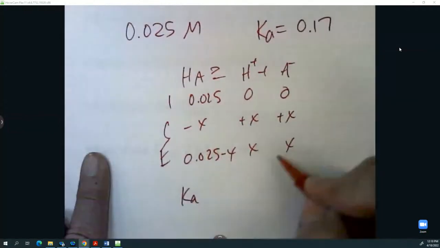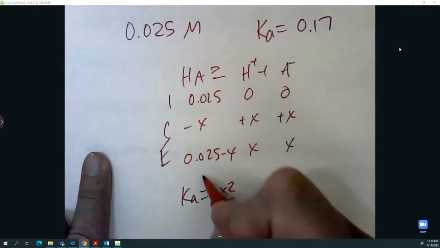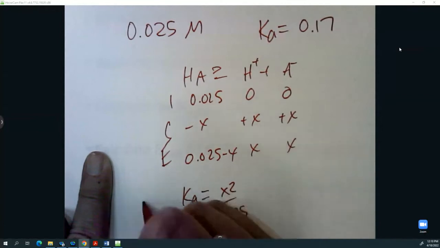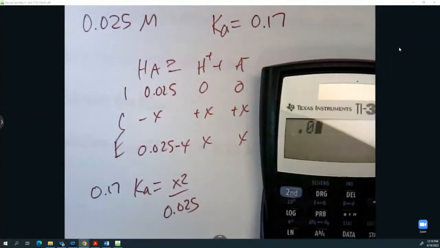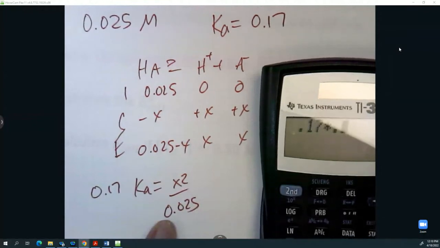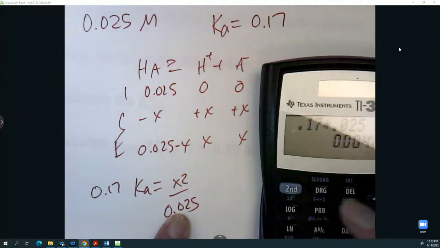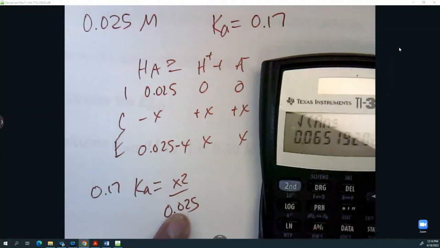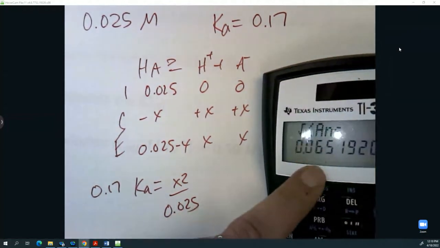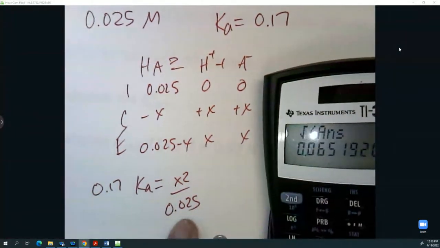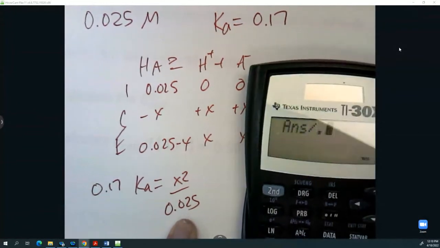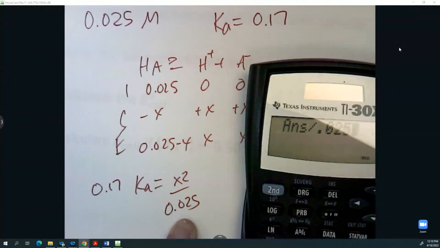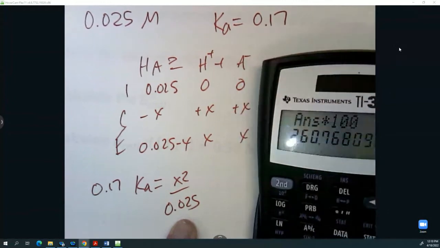so then I know my Ka would be the x squared, and then I assume x is small, 0.025, and I put in the 0.17. Okay, so I calculated 0.17 times 0.025, and then took the square root of it. I can see it doesn't look good, right? It's pretty big compared to 0.025. Yeah, it looks bigger. And if I check, it's like 200%.